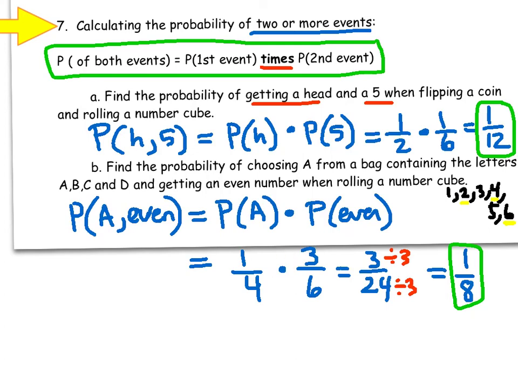and then I bring down the times symbol. The probability of getting an even number on the cube, well remember the number cube goes from 1 to 6, so I know 2 is even, 4 is even, and 6 is even. So that means I have 3 chances out of 6 to get an even number. So then I multiply those fractions. 1 times 3 is 3, 4 times 6 is 24. I reduce and I get 1 out of 8.